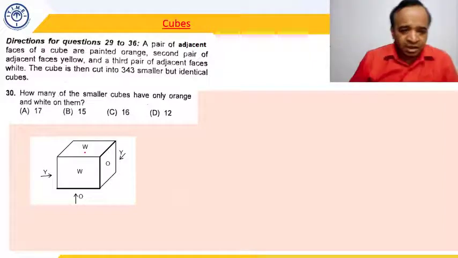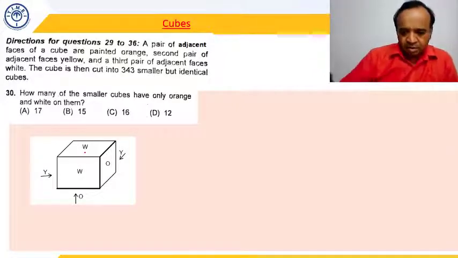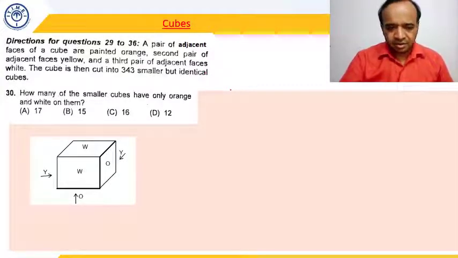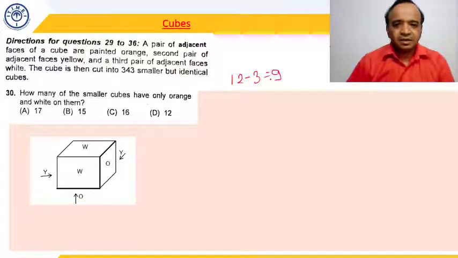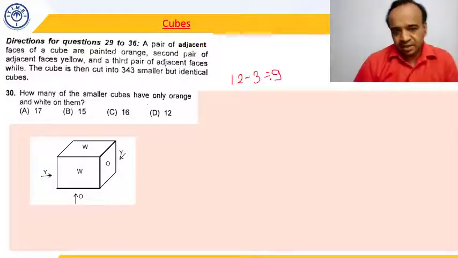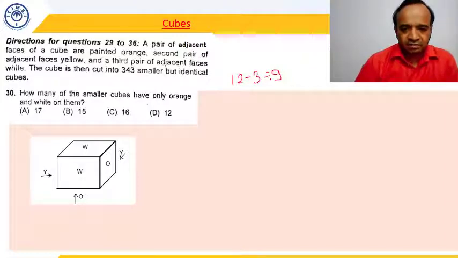So question number 30. How many of the smaller cubes have only orange and white on them? We already have seen that out of those 12 edges, 3 edges are with the same colors. So out of those 12, 12 minus 3 is equal to 9 such edges. Now because of symmetry, 9 by 3, there are 3 such edges which are with orange and white. This is the way we can directly get the number of edges.